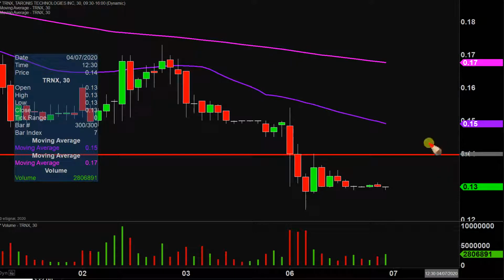In the event the price can break above that level, the next key level that comes into play is that 50-period moving average on my chart, denoted by the purple line, and the current value of that is at 15 cents.